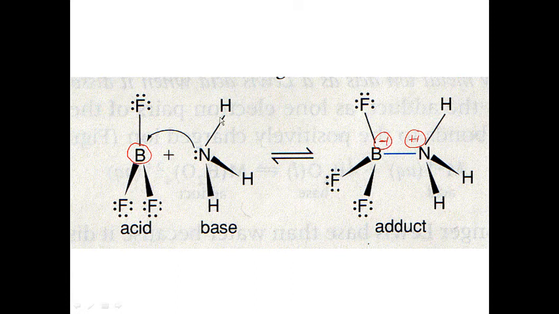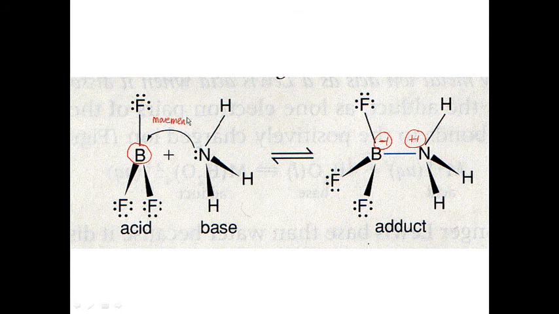So this is an example of a Lewis acid base reaction, and I'll talk a little bit more in class about this arrow, because we use arrows to show the direction of donation of electrons in Lewis acid base reactions, but also this arrow shows the movement of electrons in chemical reactions, and so this is called an arrow formalism.